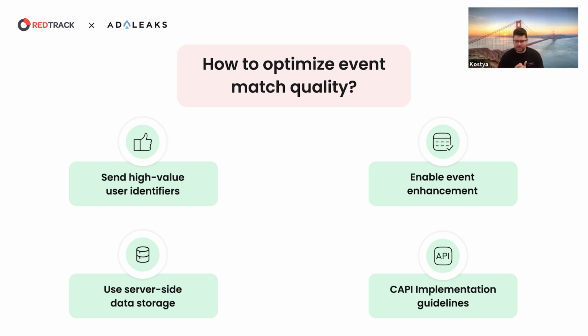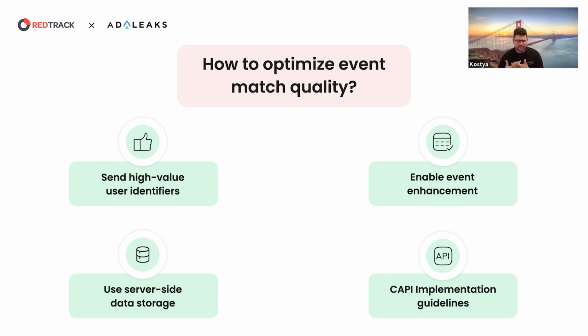I put separately the point which is called enable event enhancement, because this is the part where probably the majority of cases with self-implementation end up not being successful, because it requires certain knowledge of which data you can additionally take and attach to the conversion events and send to Facebook so that it accepts it and takes it into consideration for the event match quality score.